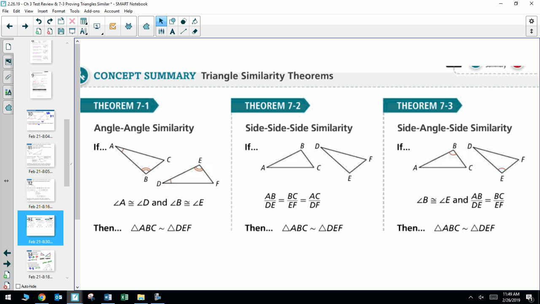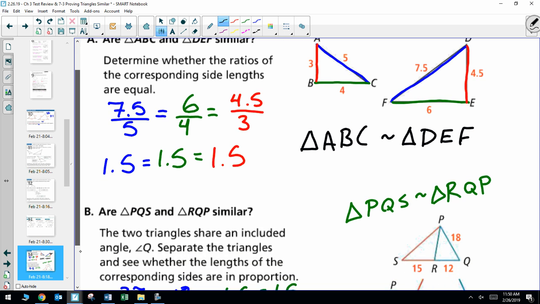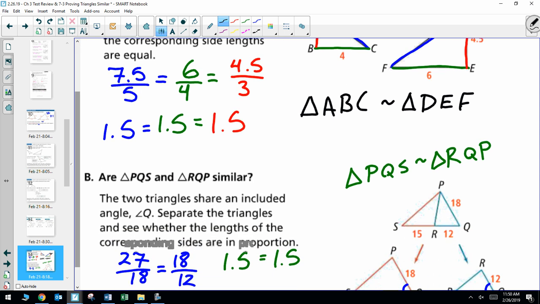This one, we had two sides and the angle between them, so side angle side similarity. And I have a question. Yes. I did this one in advance, so I reduced it and got the same fraction. Can I go off of that, if I got the same exact fraction, that they're equal?